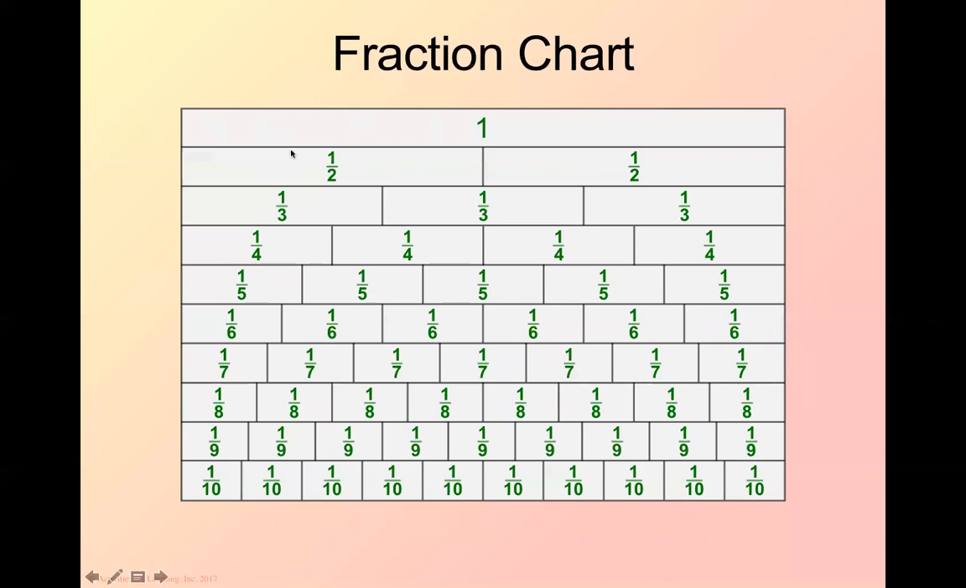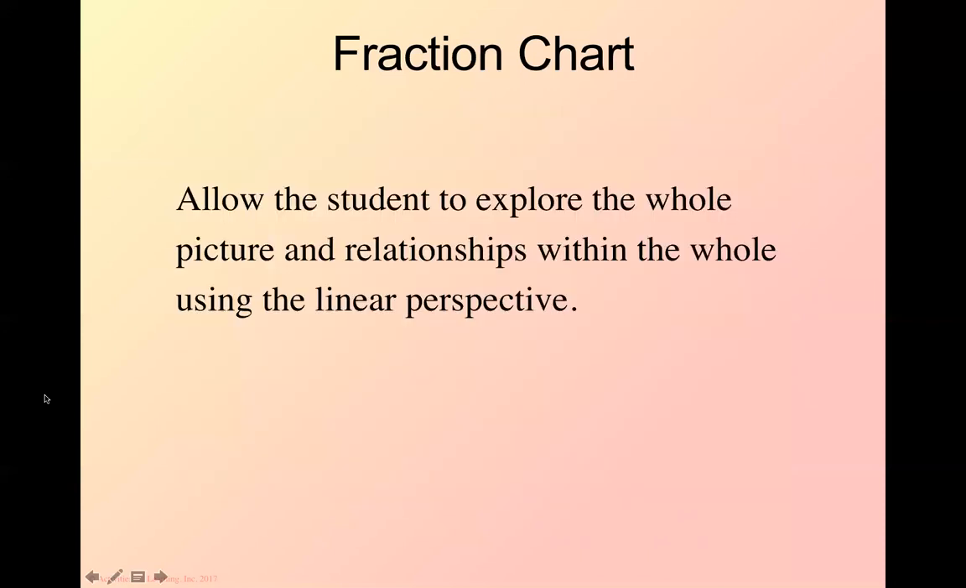For those of you who haven't seen part 1, which I highly recommend, here's a real quick summary of the fraction chart. Here we've got 1 broken into 2 equal pieces, which we call 1/2. Here it's broken into 3 equal pieces, 1/3, 4 equal pieces, 5 equal pieces, 6 equal pieces, all the way down. So again, we can see the relationships within the whole. We allow the child to explore the whole picture, and then the relationships within the whole using a linear perspective.